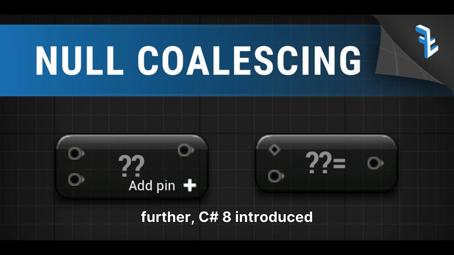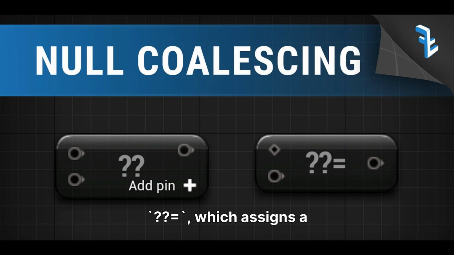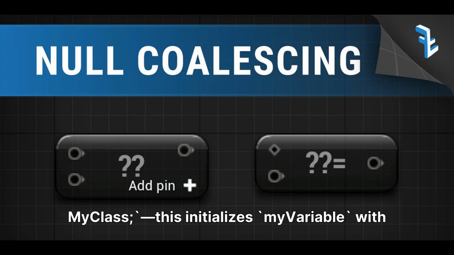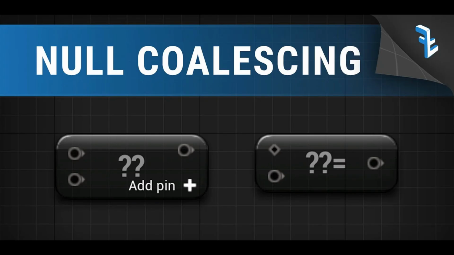Taking it a step further, C# 8 introduced the null coalescing assignment operator, ??=, which assigns a default value to a variable only if it's currently null, combining the check and assignment into a single, efficient operation. Consider myVariable ??= new MyClass(). This initializes myVariable with a new instance only when necessary, avoiding redundant assignments and making your code more performant in loops or repeated evaluations.